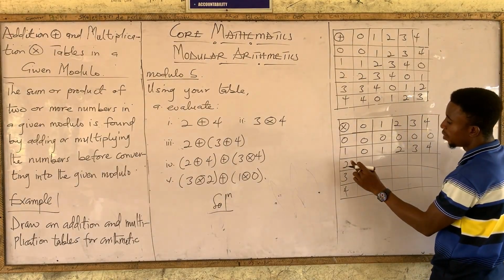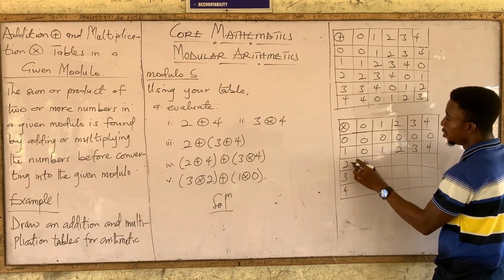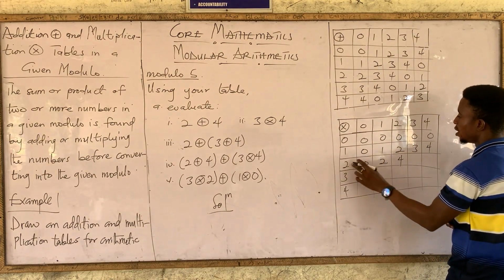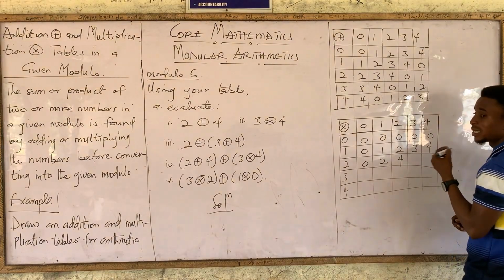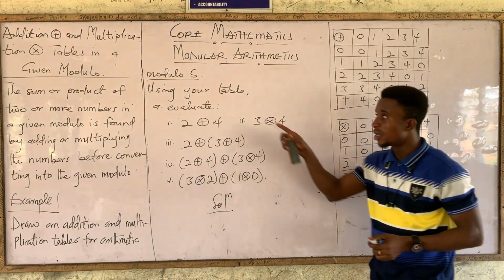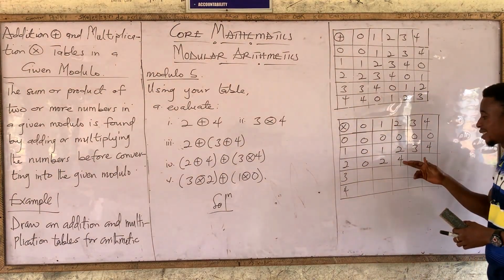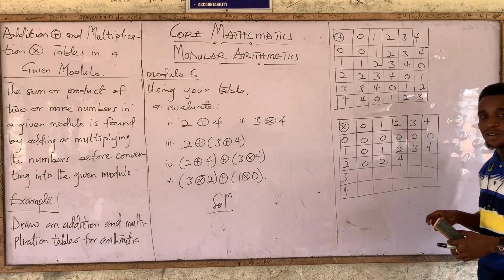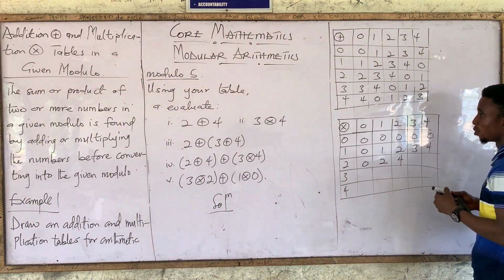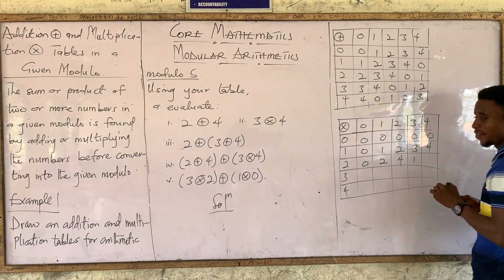Then I have that of what? 2 times 0, that one is 0. 2 times 1, 2. 2 times 2, that is 4. Then 2 times 3, that is what? 6. And 6 in mod 5. The reason why I'm now referring to the mod 5 is that the 6 is not part of the remainders of modulo 5. So 6 in mod 5 is what? 1. I think you know that.